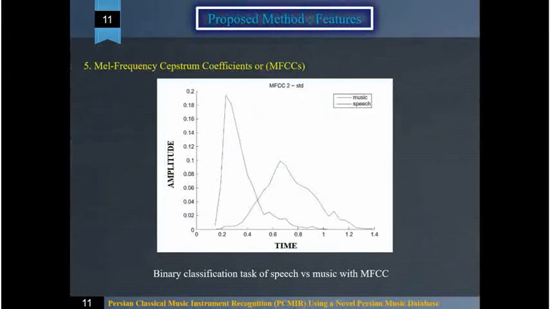This figure presents a binary classification task of speech versus music with MFCCs. As we can see, the vertical axis shows time and the horizontal axis shows the amplitude of the signal, and we can see that speech and music could be classified very well using the MFCC feature.